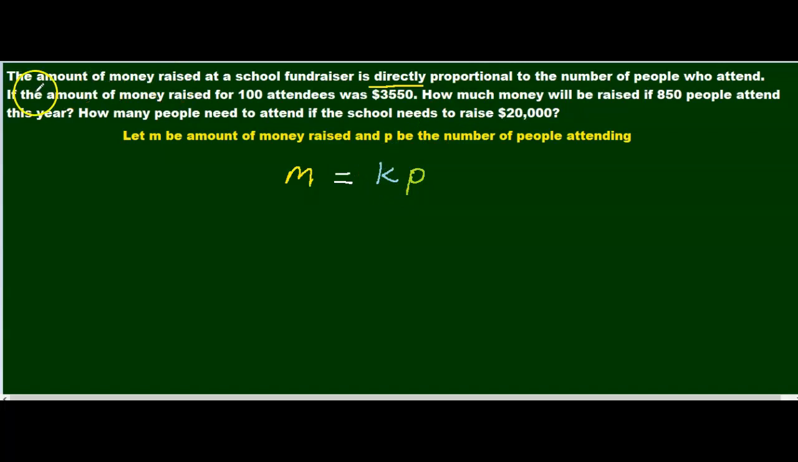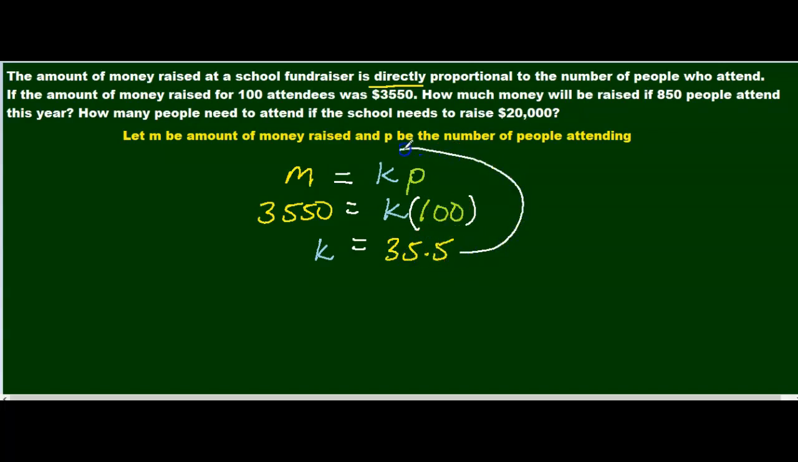So in the first part of the question, they say the amount of money raised was $3,550. We don't have K, but we're told that we had 100 attendees when they raised $3,550. So your P is 100. Now we divide both sides by 100, so we get K equals 3,550 divided by 100 will give you 35.5. Now we can plug this 35.5 back into your original equation. M equals, now your K is now 35.5. We have our P.